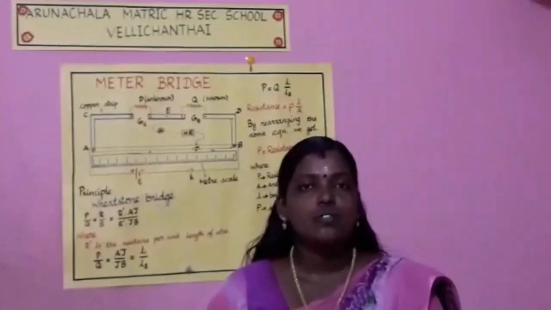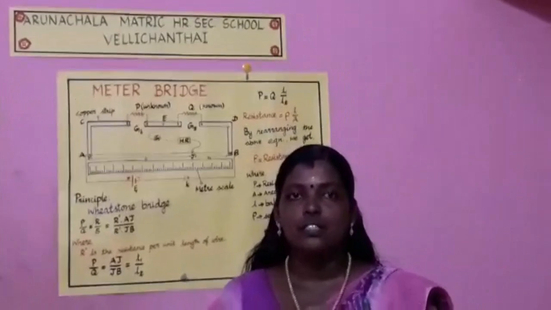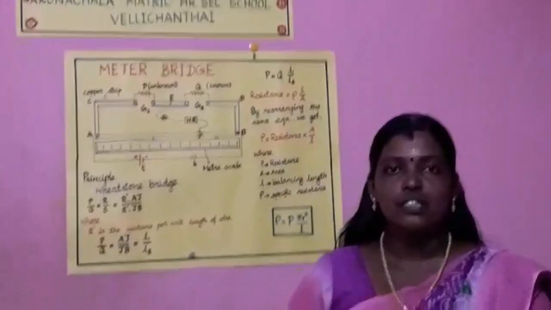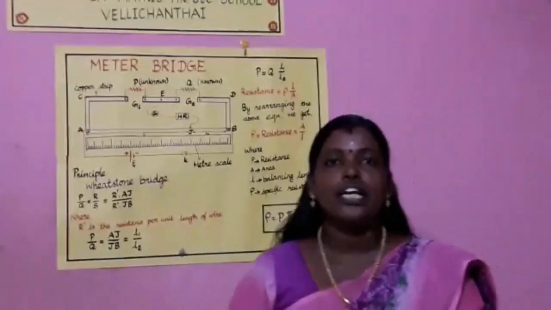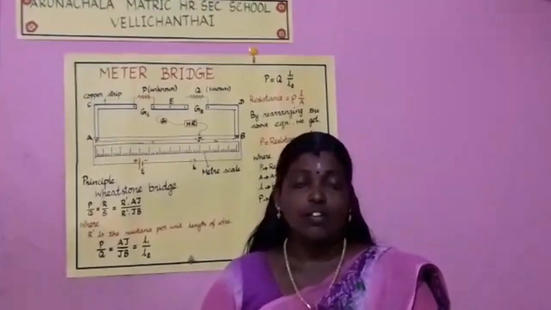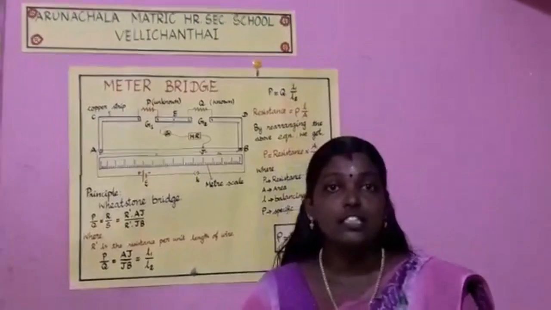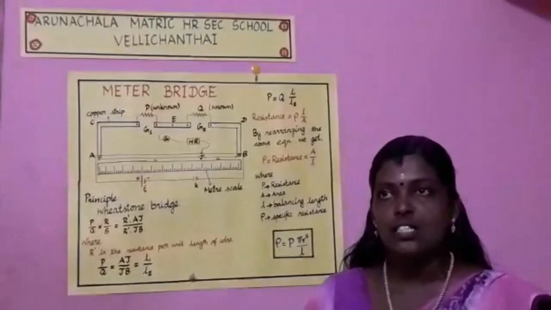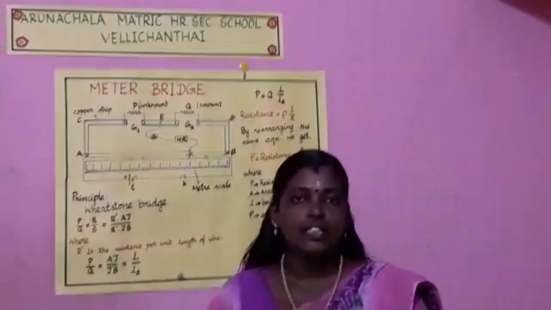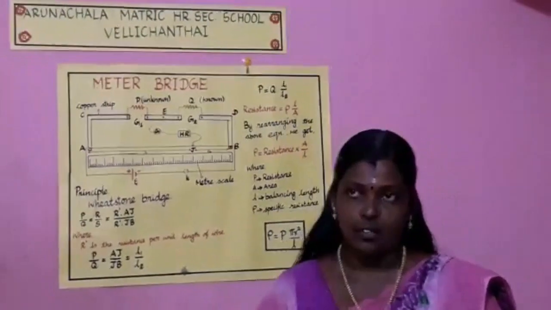So last class we discussed the Wheatstone bridge. Do you know the formula of the Wheatstone bridge? Yes, P by Q equal to R by S. What is the use of the Wheatstone bridge? It is used to compare resistances and to find the unknown resistance of the given circuit.